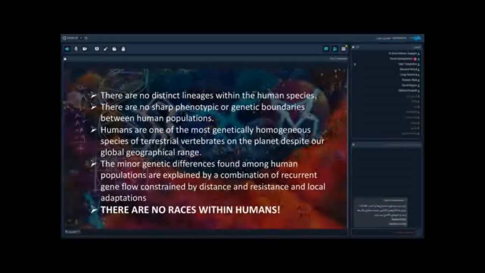So these minor genetic differences that we do find among human populations are best explained by a combination of recurrent gene flow, constrained by distance and resistance, and local adaptations. And some of these local adaptations are clinal, like we saw with skin color. Some are due to local environmental conditions, like we saw with sickle cell anemia. So there are genetic differences between different geographical regions of humans, but they're not the kinds of differences that define races. So we can conclude without any doubt, using a hypothesis testing framework, that there are no races within humans.